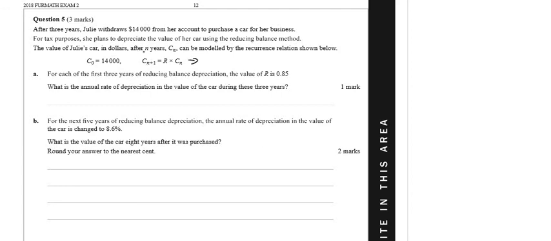I know that N stands for number of years, and Cn is the value of our car after N years. For each of the first 3 years of reducing balance depreciation, the value of R is equal to 0.85. What is the annual rate of depreciation in the value of the car during these 3 years? So the value of R is equal to 0.85.